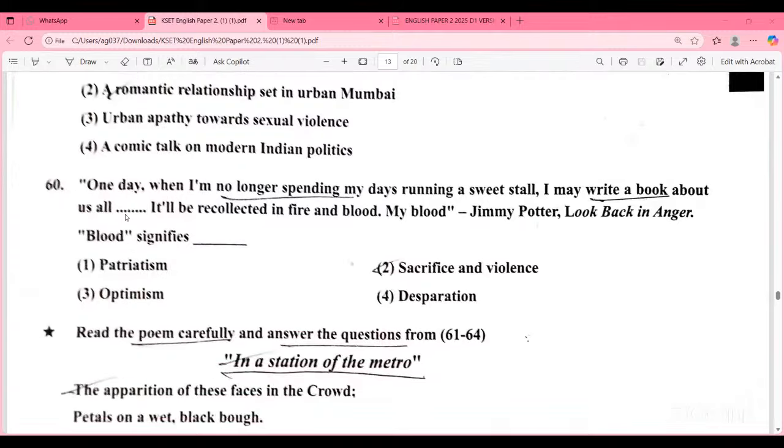Right? One day, when I am no longer spending my days running a sweet stall, I may write a book about us all. It will be recollected in fire and blood, my blood. So these are lines from John Osborne's Look Back in Anger, and these lines were uttered by the protagonist, Jimmy Porter. Here, my blood signifies what? His sacrifice and violence. All right? His sacrifice and violence.